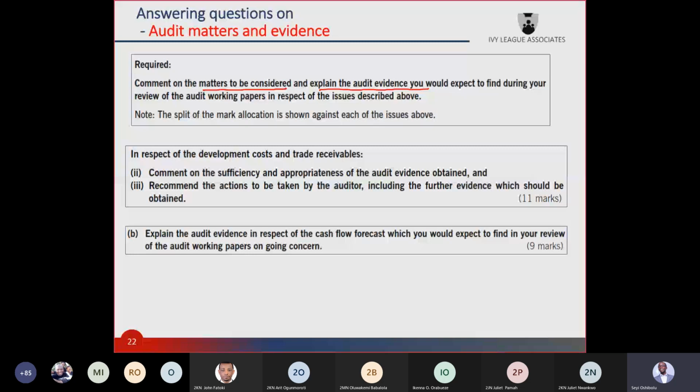In respect of development cost and trade receivables, comment on the sufficiency and appropriateness of the audit evidence. That means they would have presented you with the audit evidence obtained by the team. The onus is on you, as you read the scenario, to identify the evidence that has already been obtained by the team. Then you answer whether you are okay with the sufficiency and appropriateness of the evidence.